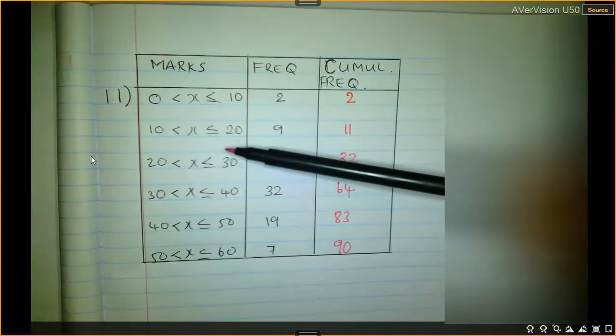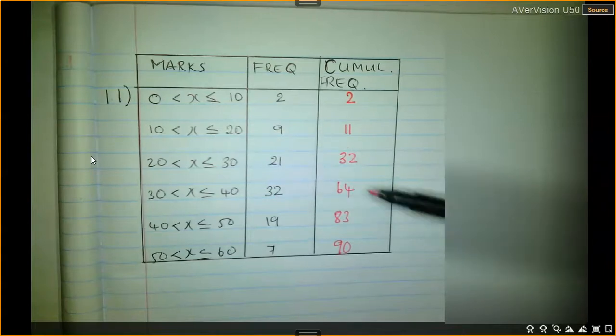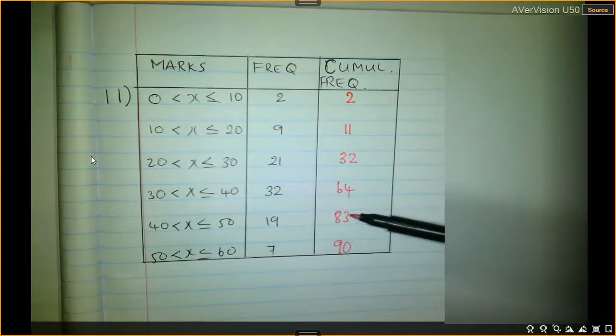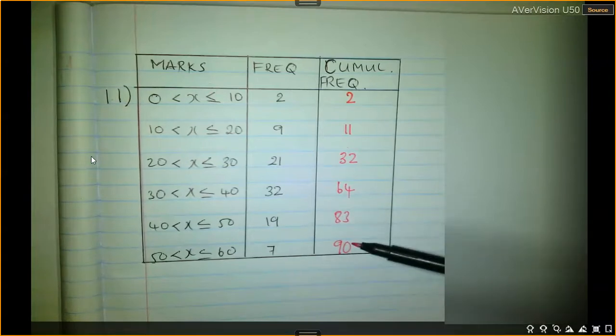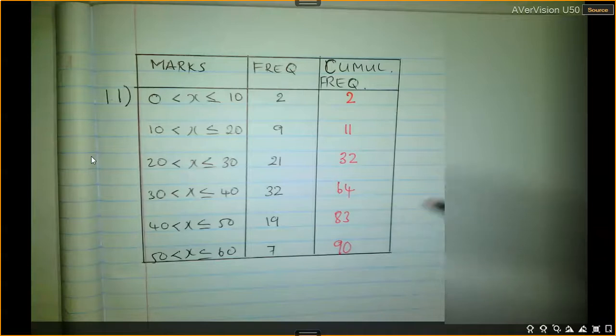And then between 0 and 40 it's 32 plus 32, that's 64. And then 64 plus 19 is 83, and 83 plus 7 gives you 90. So that gives you the total number of students that wrote the test, right? So another thing to also keep in mind is that the ogive is a very common question that's going to be asked of you in the paper.